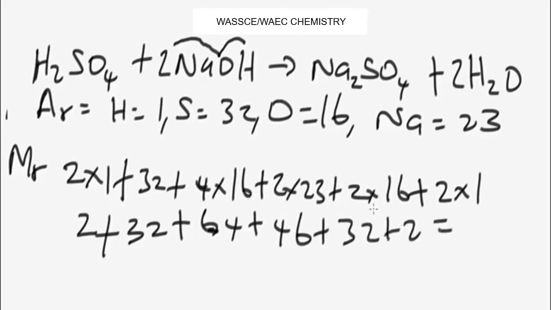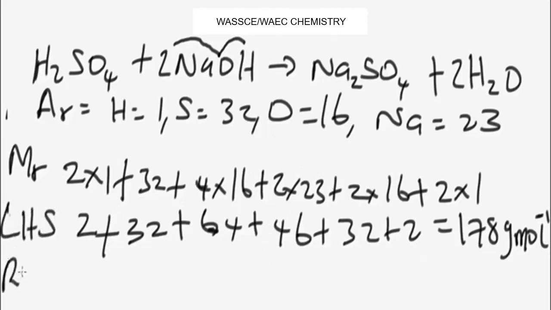So when you add everything together, let me punch in a calculator. I have 178. So this will give us gram per mole. Okay, now this is for the left hand side.